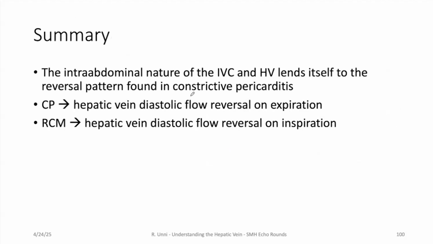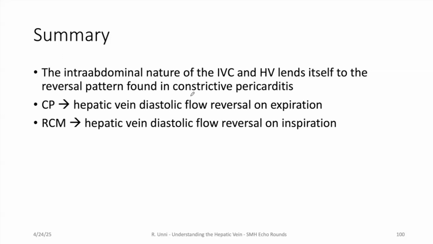So in summary, my objective here was to try and explain the two principles as to why you see what you see in constriction. The big one is that the intra-abdominal nature of the IVC and hepatic vein lends itself to this weird pattern. It's not the same as your SVC. It's not the same as the IJ. There's this abdominal interaction with the hepatic vein that you may not have thought about before, and that in constriction it's end diastolic reversal because of the normal RV relaxing and then slamming into the pericardium.